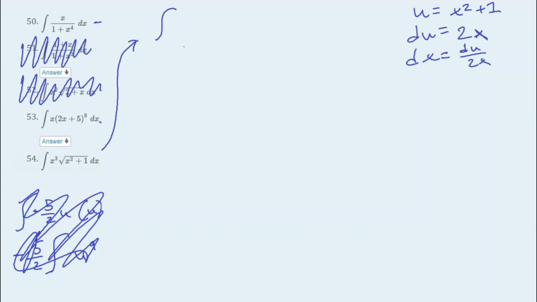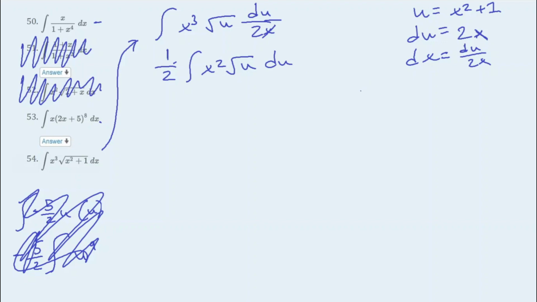So if we plug everything in, it's going to be the integral of x cubed times the square root of u times dx, which is going to be du over 2x. And we have an x cubed here and a 2x, so we could cross out the x and decrease this x cubed to x squared. And we could also take the 2 to the outside, which would be a constant, so we would have 1/2 integral of x squared times the square root of u du.